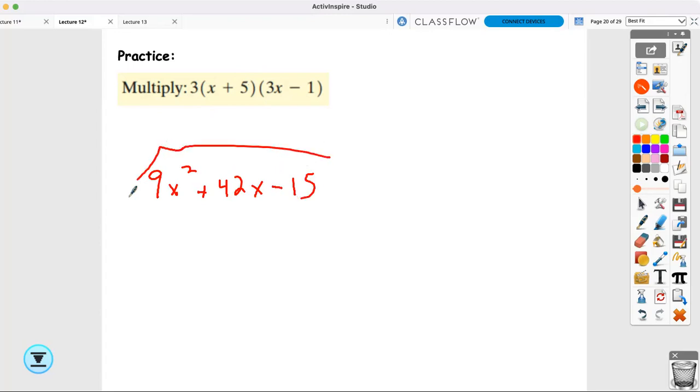If you got 9x squared plus 42x minus 15, you guys are correct. Good job on only multiplying the 3 to 1 parentheses, not to both. Don't make that mistake. Are there any questions on what we did here, guys? Any questions at all? All right, let's go ahead and move on.